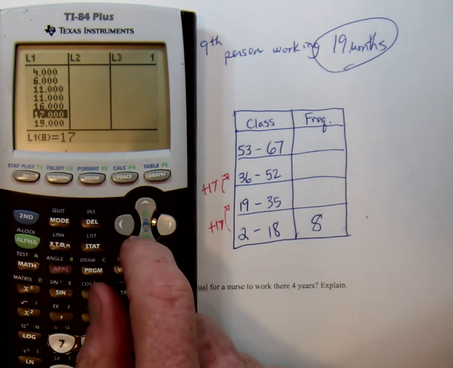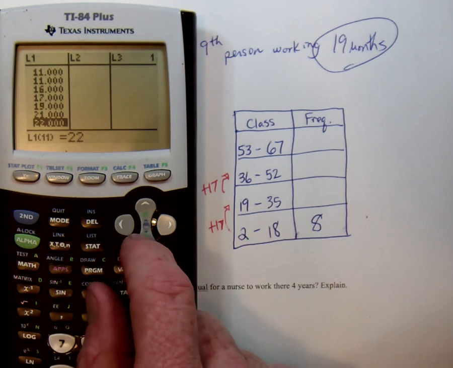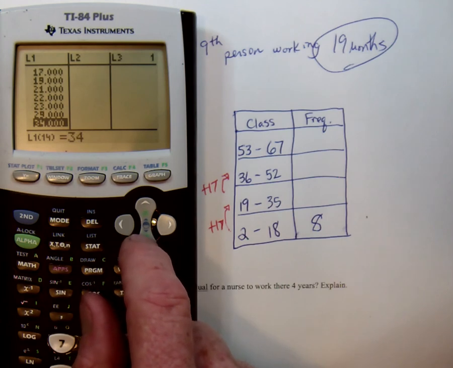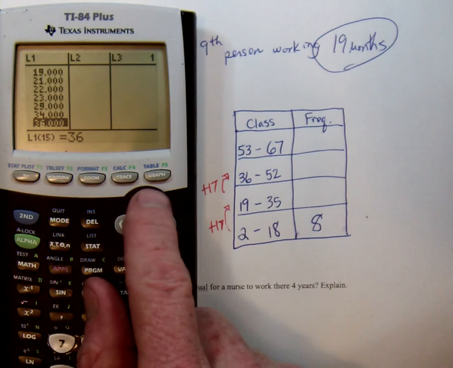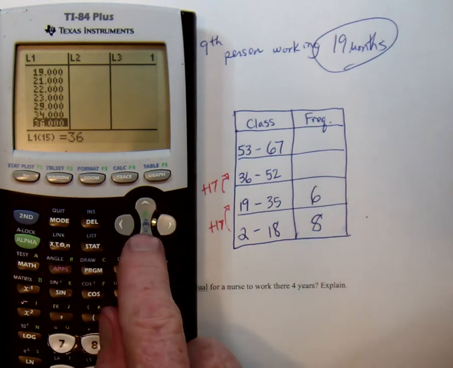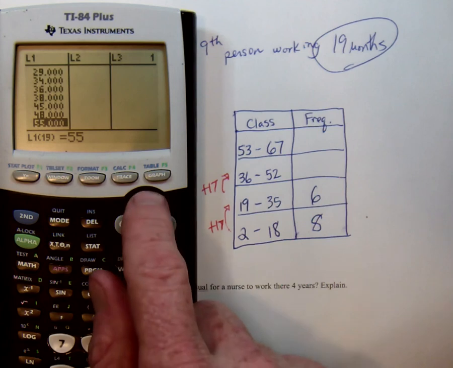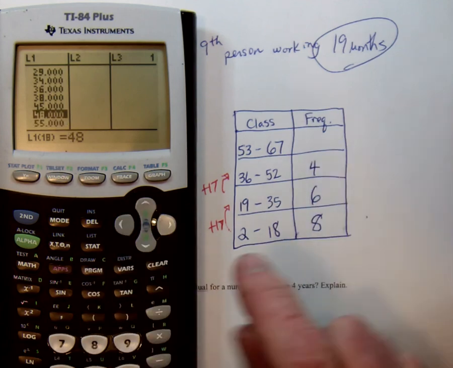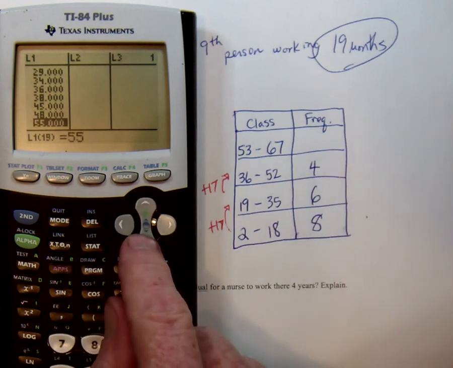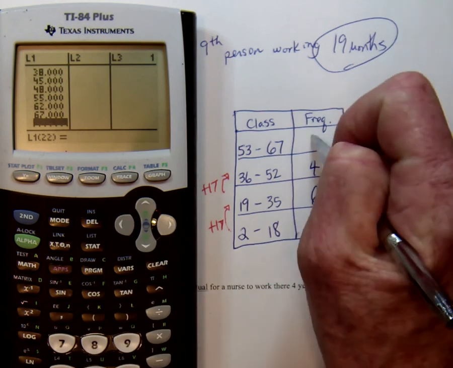Next I need 19 through 35. So this is the first one. Second, third, fourth, fifth, sixth. No. So that was the 6th one. And then we start with this and we'll go up to 52. So this is going to be number 1, 2, 3, 4, 4. And now in the 50s up to 67. So 1, 2, 3, and that's the end of the list, 3.